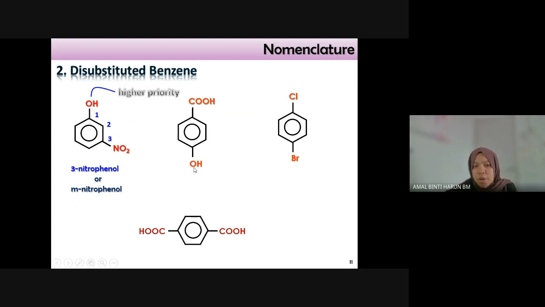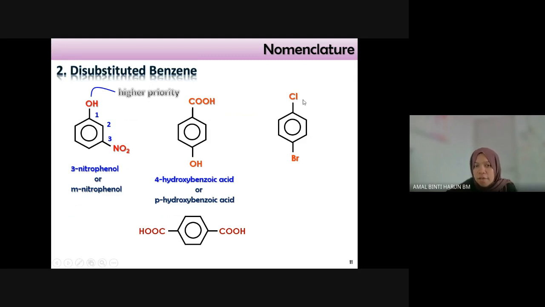The highest priority will be given to the COOH. So the parent will be benzoic acid. And OH will be the substituent located at carbon number 4. Therefore, it will be 4-hydroxybenzoic acid or para-hydroxybenzoic acid because the location is between 1 and 4.